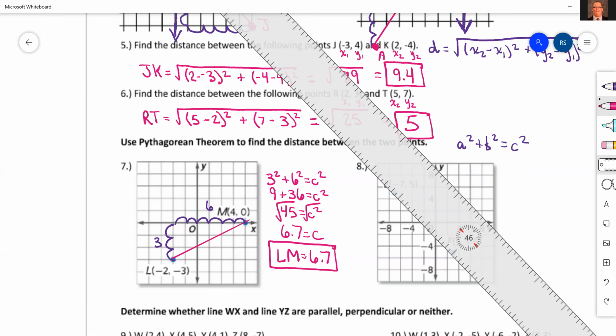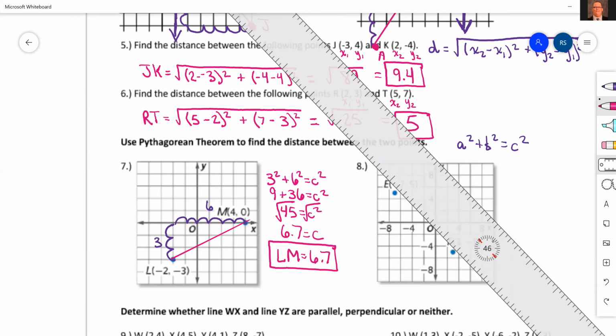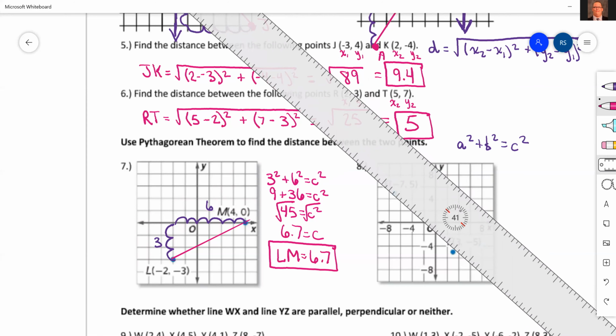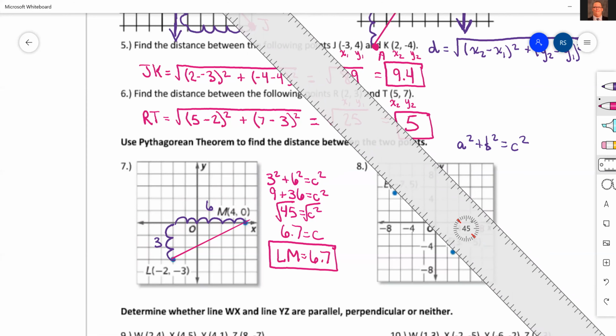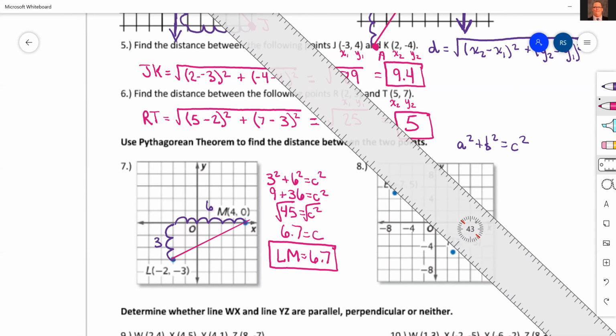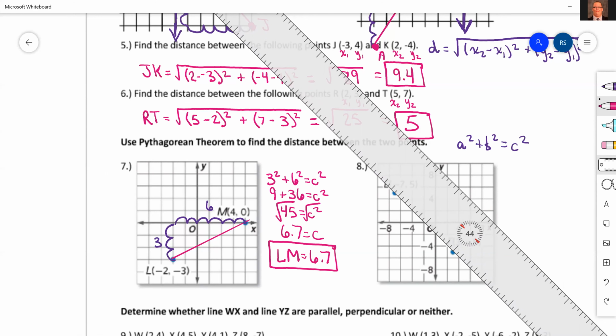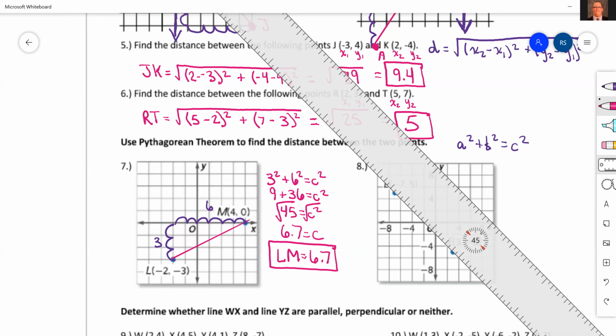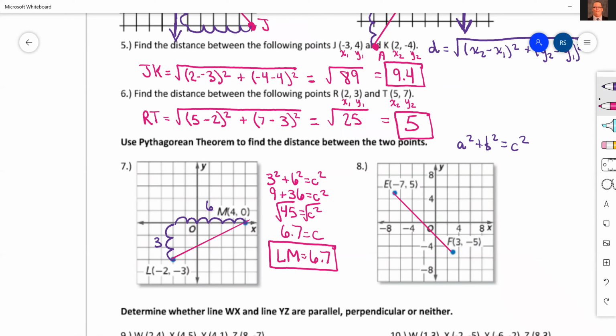Come on, ruler. Come on, ruler. Close. Close enough. There. So there's our line.